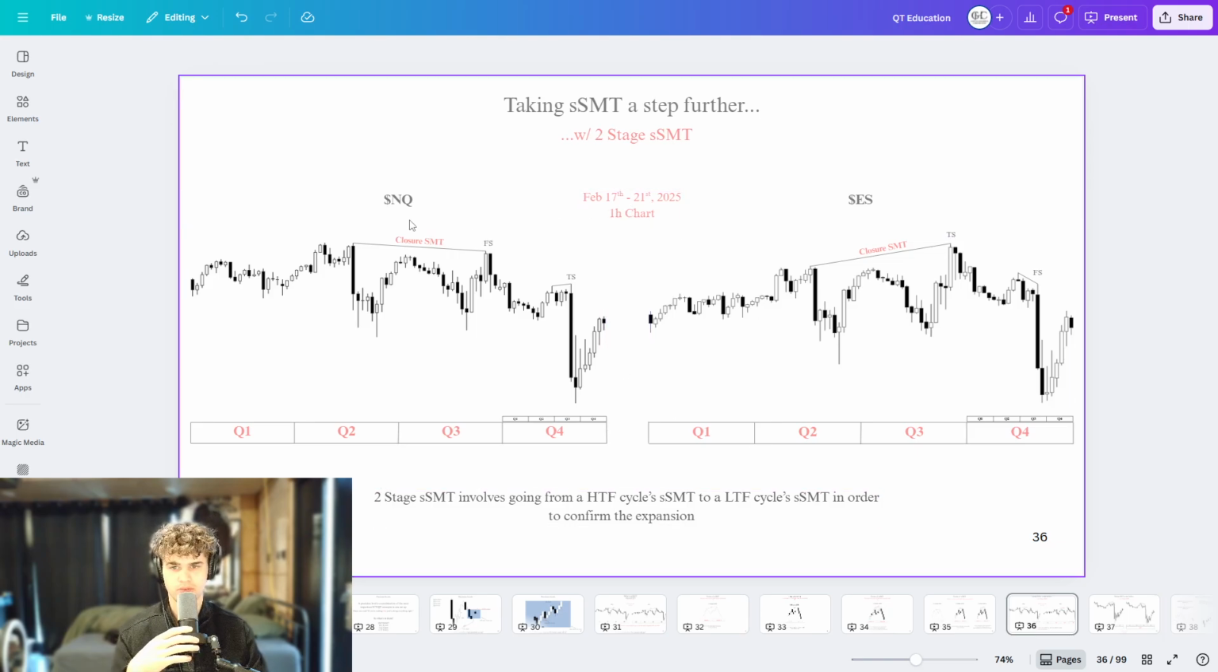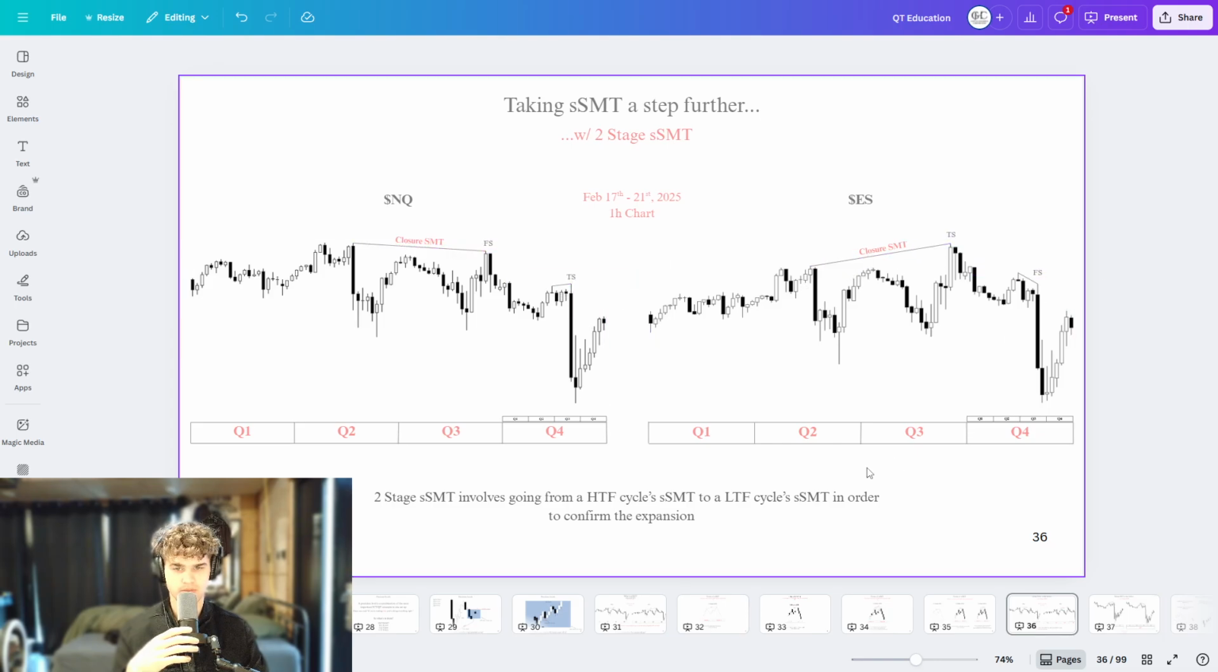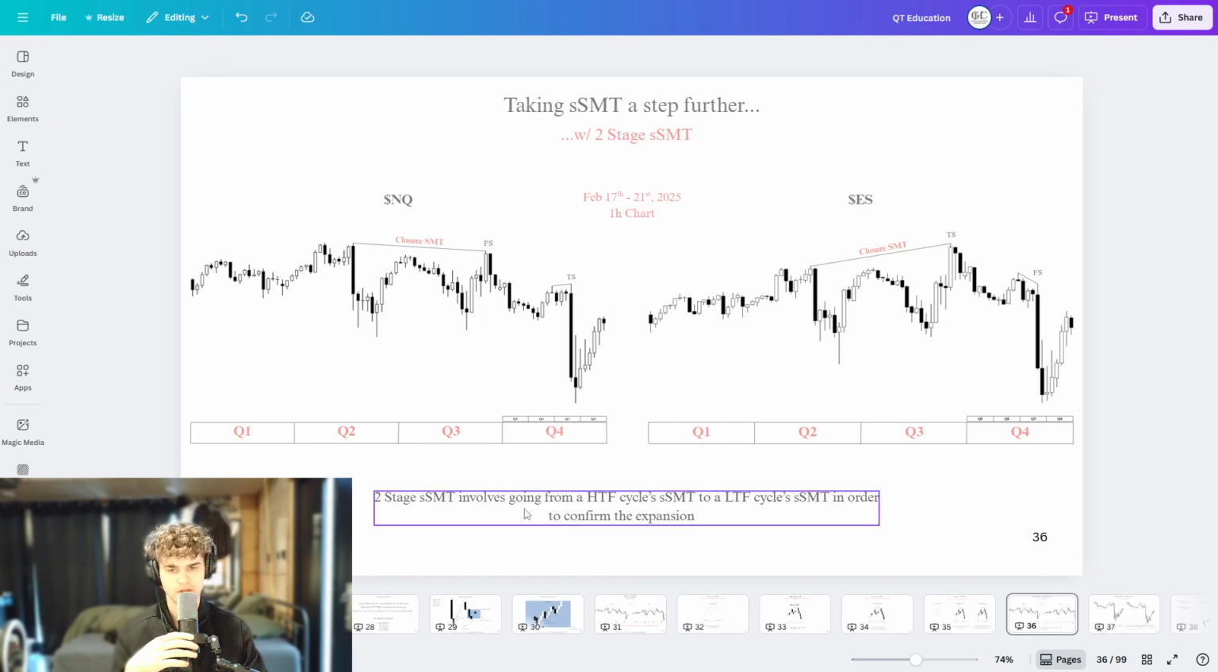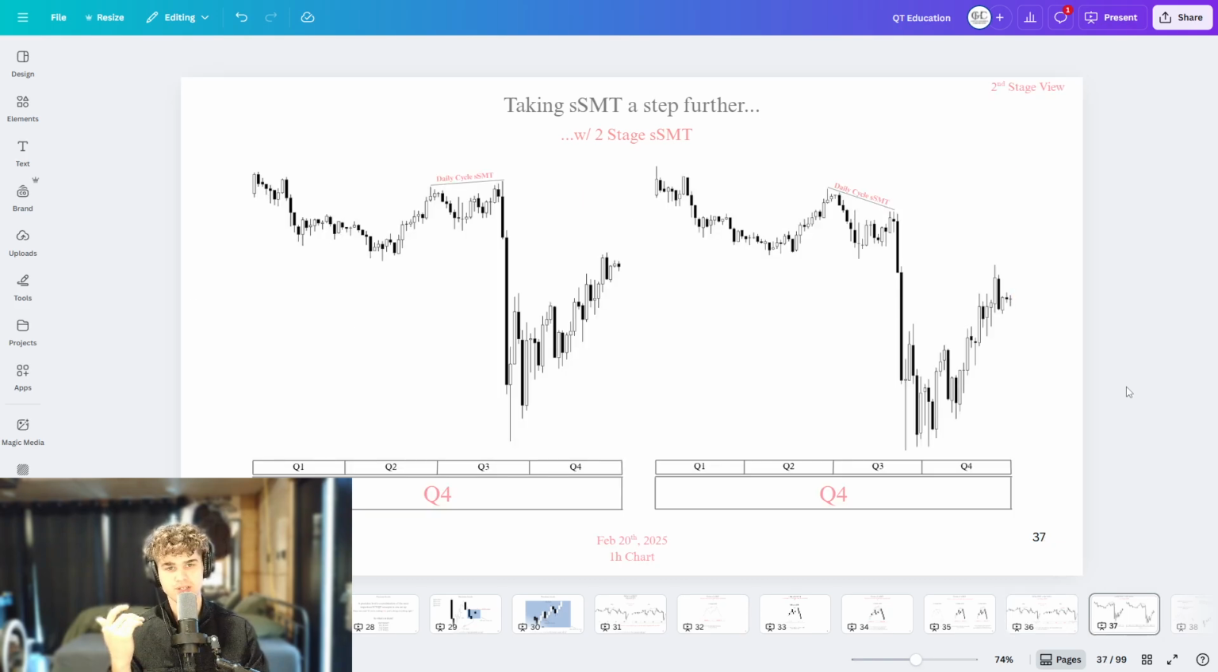We have 1, closure SMT, and 2, lower time frame SMT. Two-stage sequential SMT involves going from a higher time frame cycle's sequential SMT to a lower time frame cycle's sequential SMT in order to confirm the expansion. This is just layering deeper into quarterly theory and understanding what it actually takes to start an expansion. Okay, 37. Let's do this.